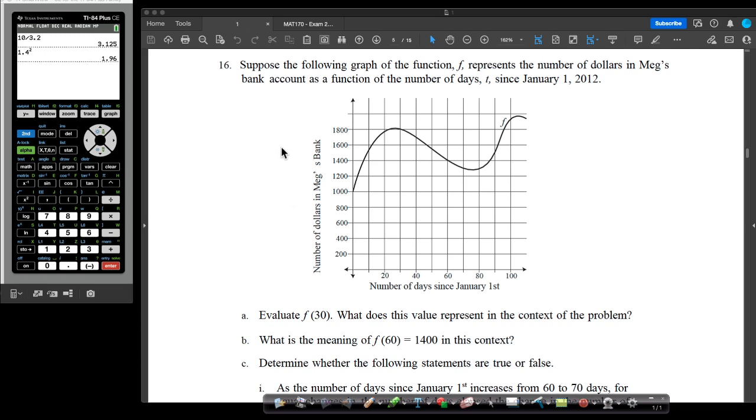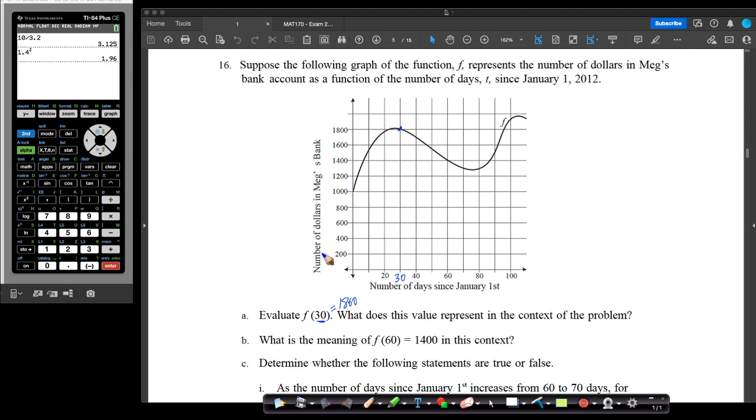So for question 16, we've got a graph and we're going to be asked to read certain values from the graph. First, we're asked to evaluate f of 30. What does this represent in the context of the problem? So f of 30 would be here. It means the input is 30, so there's 20, there's 30. We come up till we reach the graph, and what we're going to read is the y value, the output value, which is 1,800. So we evaluated it, it equals 1,800.